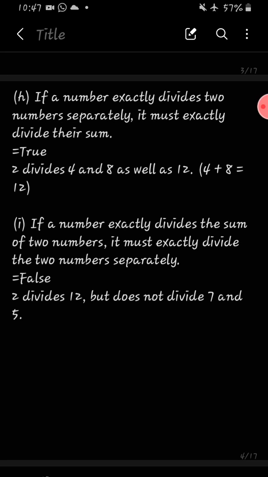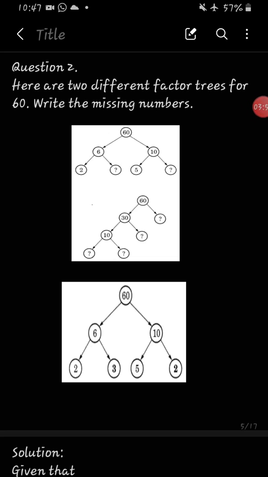Now we will start question number 2. Here are two different factor trees for 60. Write the missing numbers. Factor trees, we have done these in our previous classes. Here you can see 60 is divided twice.